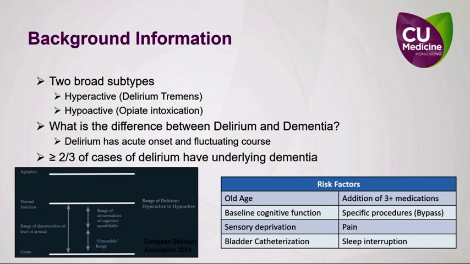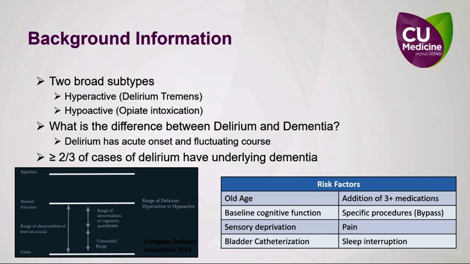Delirium can be either hyperactive, or also more difficult to notice is that it can be hypoactive, as shown in this graphic here on the bottom left, borrowed from the European Delirium Association. You have normal function here. You have agitation being up here. So delirium can be anywhere between these two ranges, with hyperactive being up here and hypoactive being down here. You can't test for delirium in a patient who's in a coma or just heavily non-responsive.